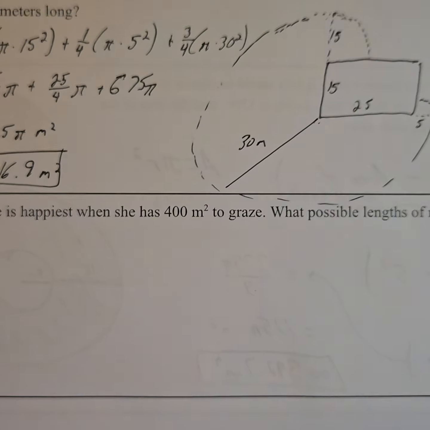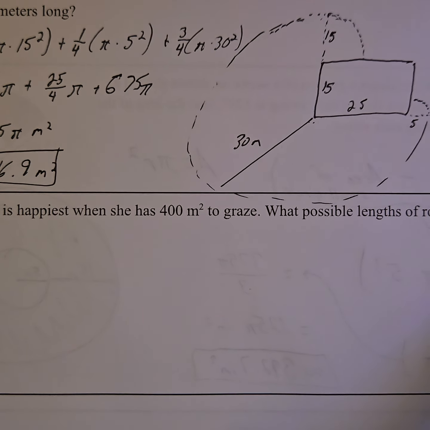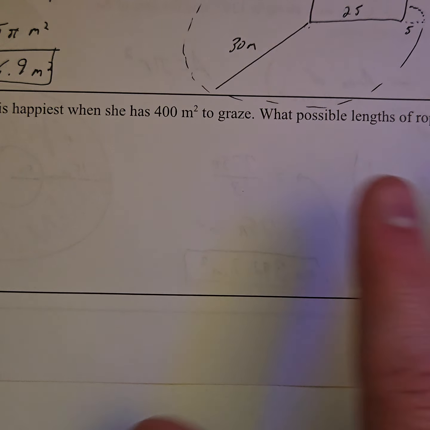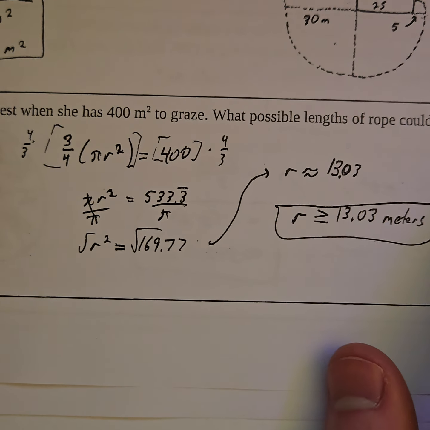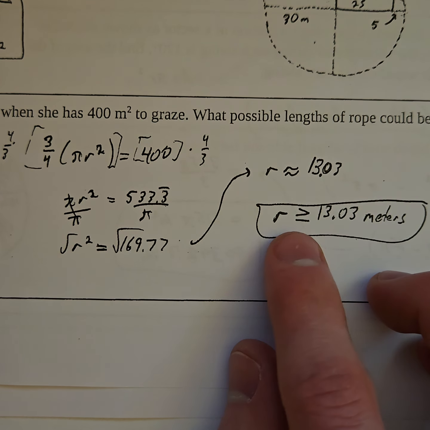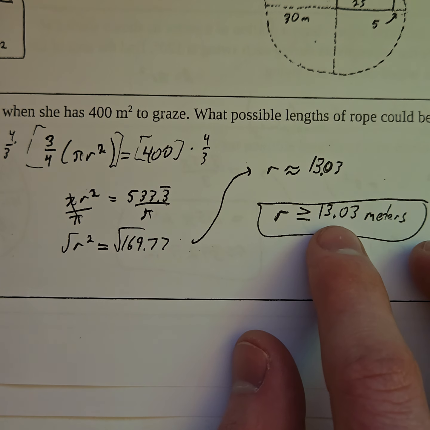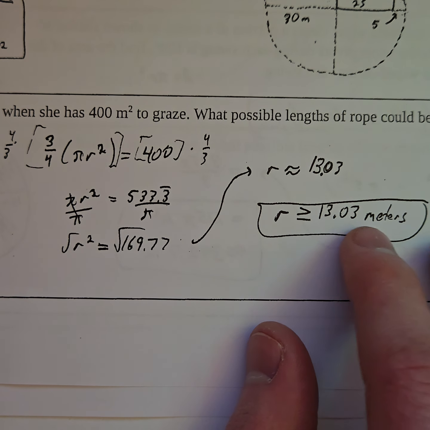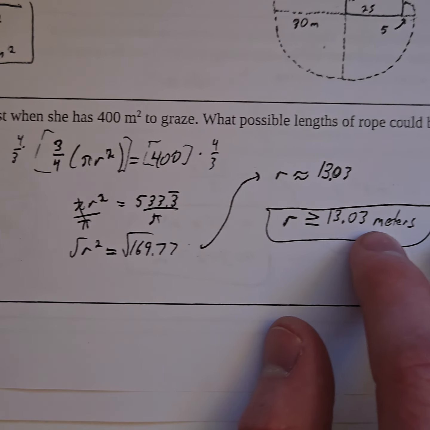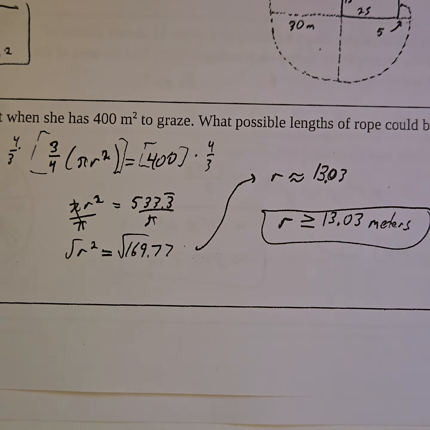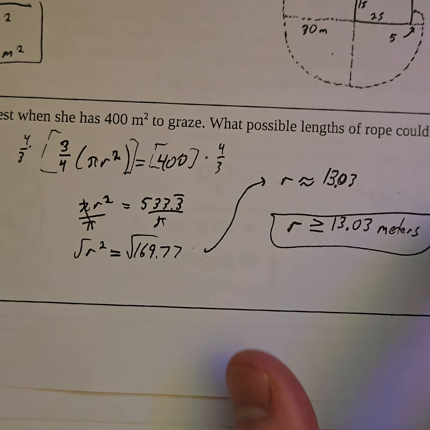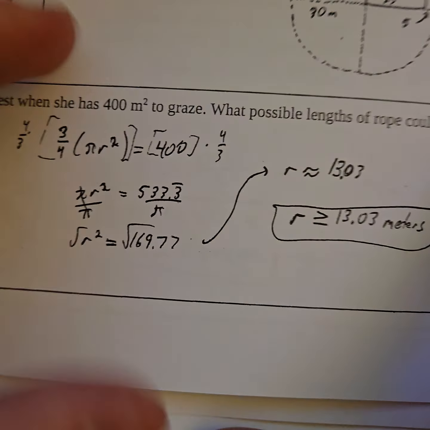And then if you wanted the answer, I've got the answer here. Okay, so pause the video if you don't want to know the answer. Here's the answer coming up. Okay, so the rope would have to be greater than 13.3 meters, or equal to, if she wanted exactly 400 square meters. Okay, there you go.